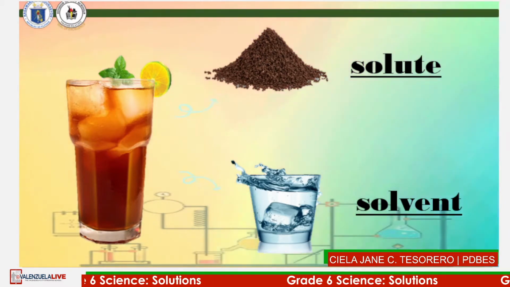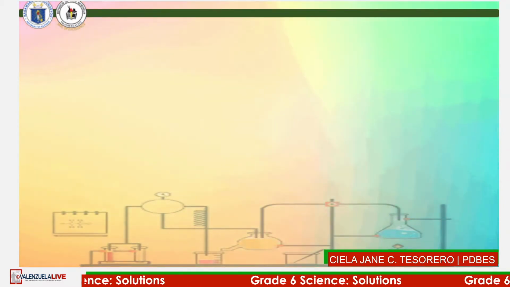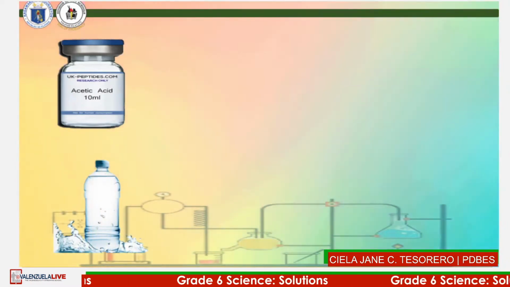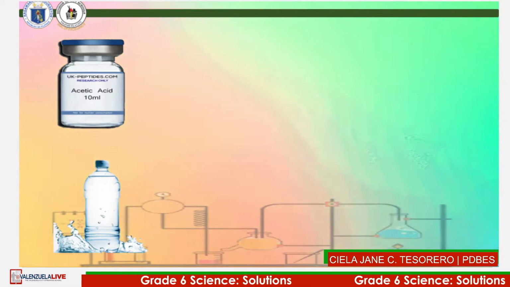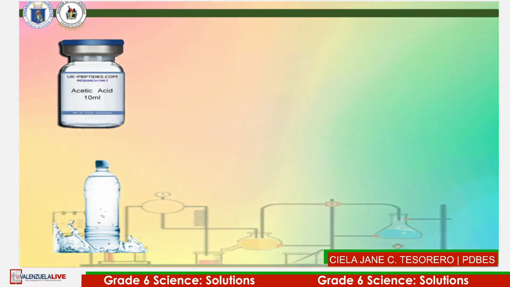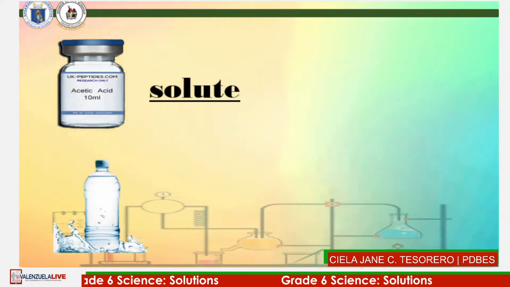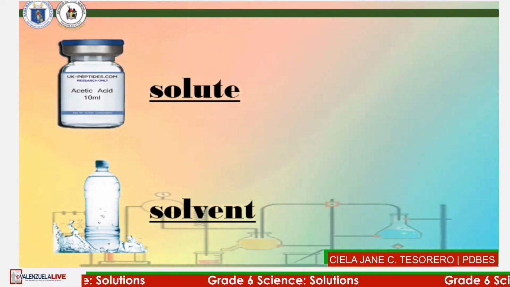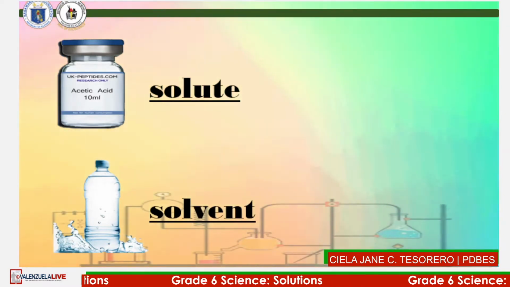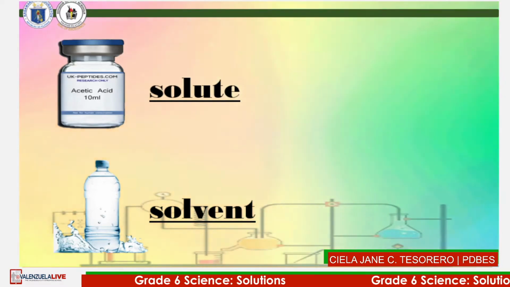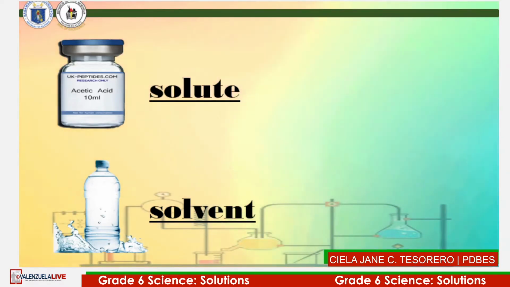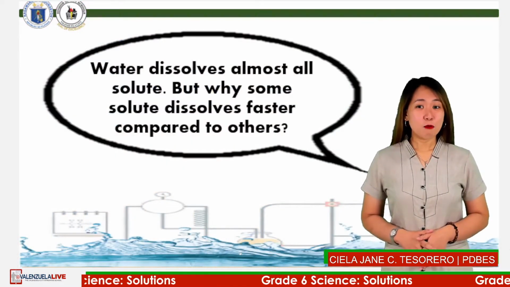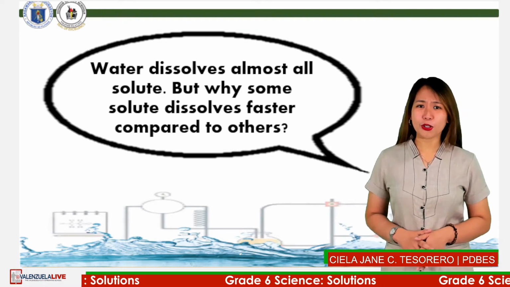Now, I have acetic acid and water. Which is the solute and which is the solvent? Good job! We have acetic acid as the solute and water as the solvent. And if we combine the two, we can create one of the most important ingredients in our favorite dish adobo, the vinegar. Water dissolves almost all solutes.